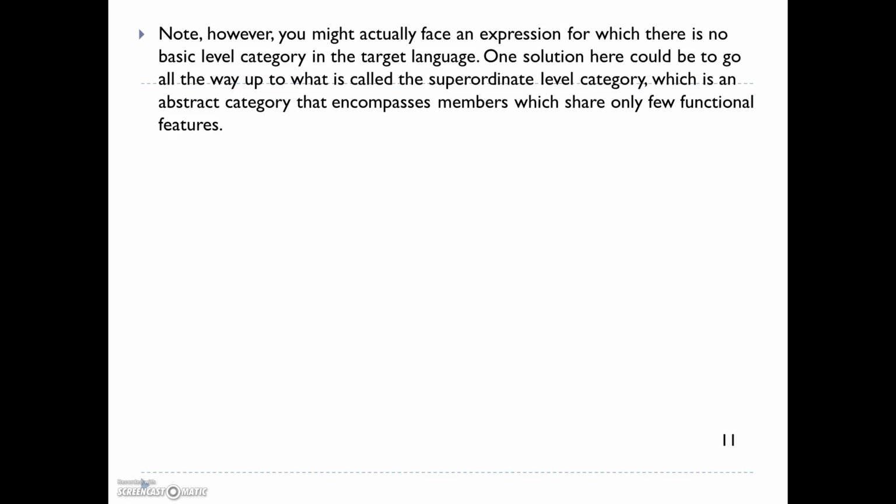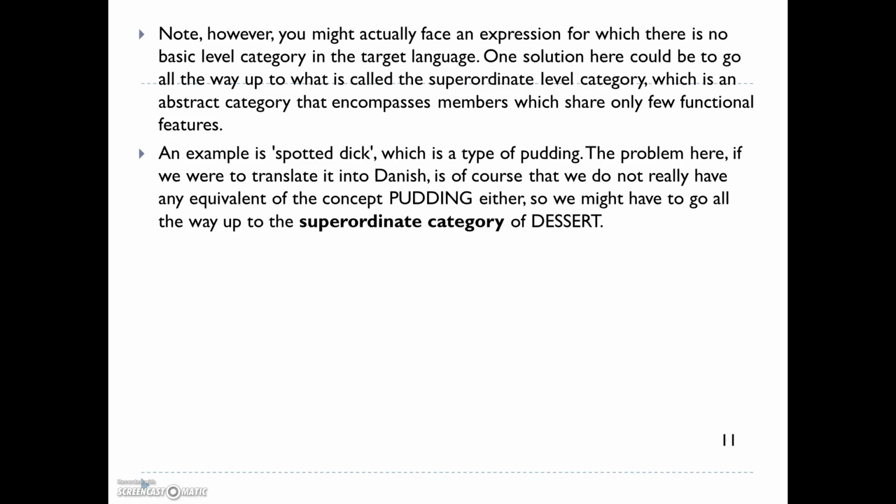Now, sometimes you might actually face an expression, a word for which there is no basic level category in the target language. So one solution here is that you would go up yet another level to what's called the superordinate level. And this is quite an abstract category actually. So again, one of my favorite examples from English is spotted dick. So this is a kind of pudding.